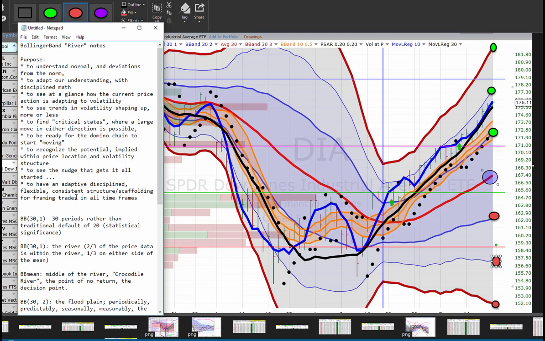And so in the end, what we have with this is an adaptive, disciplined, flexible, consistent structure and scaffolding that allows us to frame trades and make decisions using current measures of volatility as defined by recent price action over a statistically significant look-back period. And this works on every time frame.